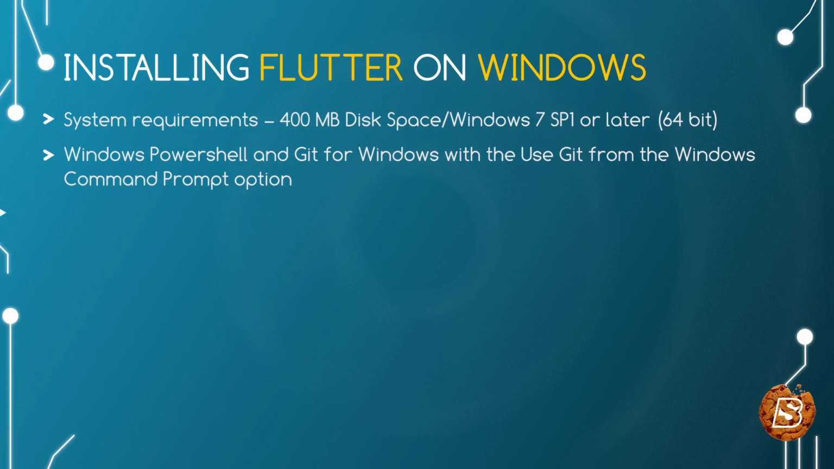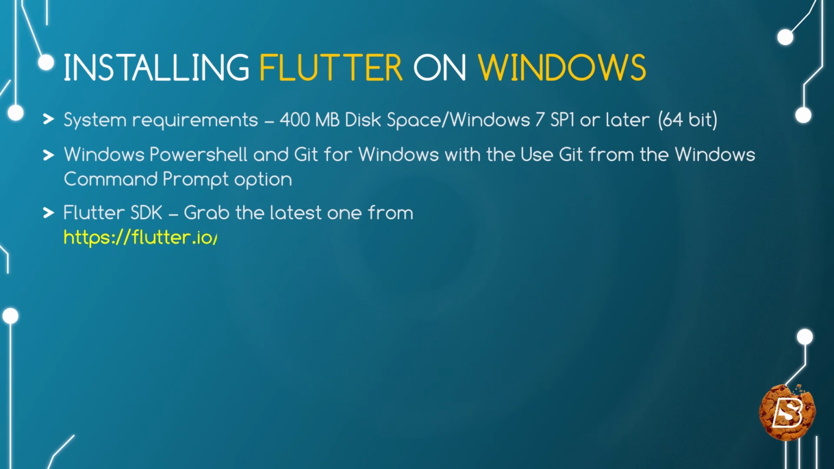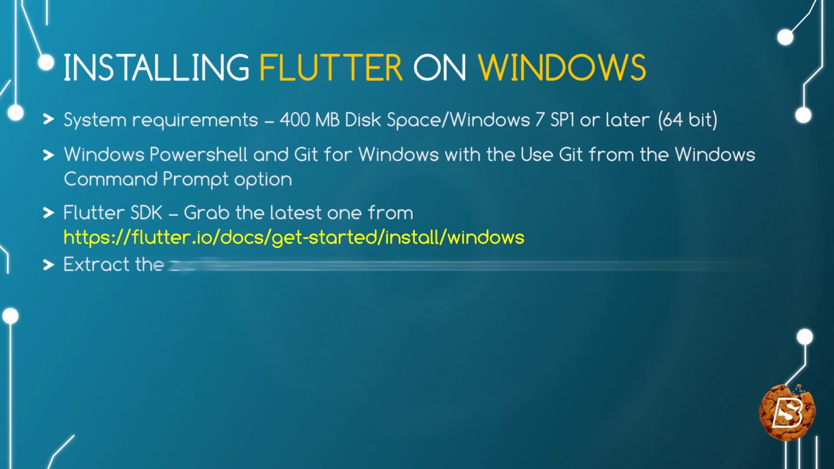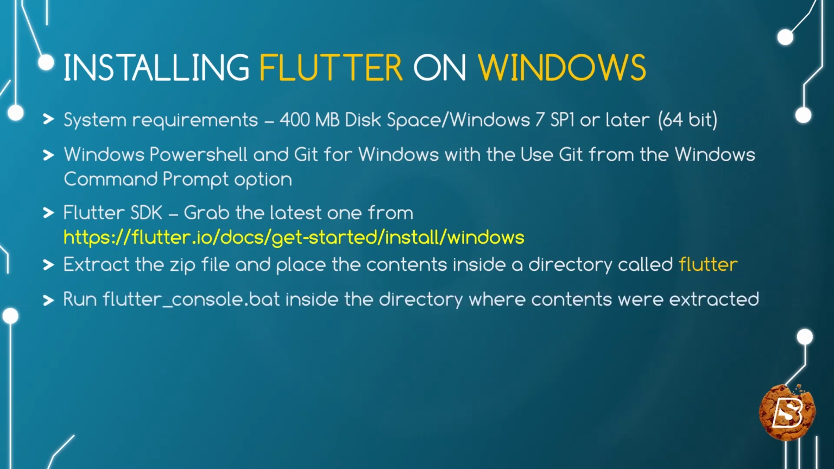We then need to have Flutter SDK. It's available as a zip file, and you can grab the latest one from this URL, that is flutter.io docs get started install Windows. Once you have downloaded the zip file, you can extract it inside a directory, let's call it Flutter, and then in that directory you'll find a batch file called flutter_console.batch.